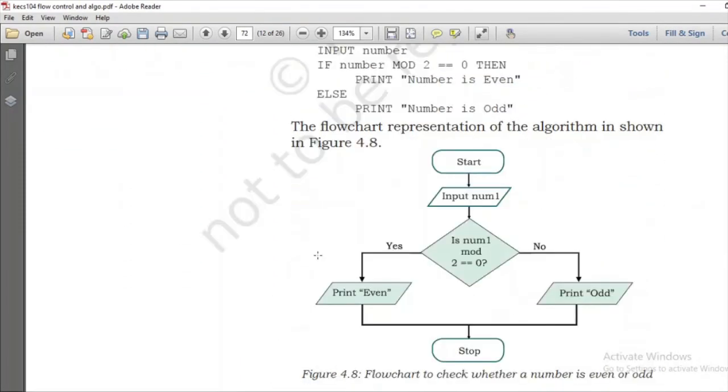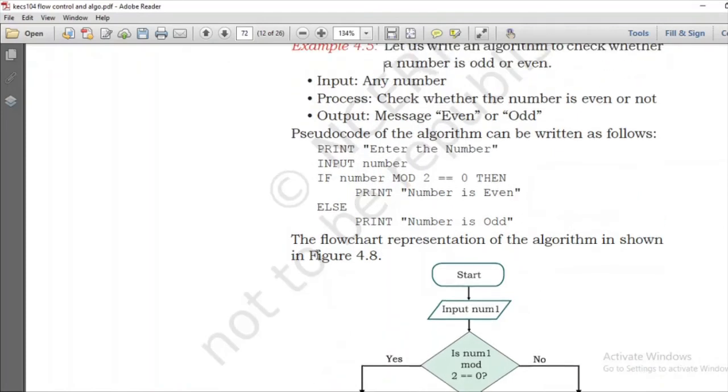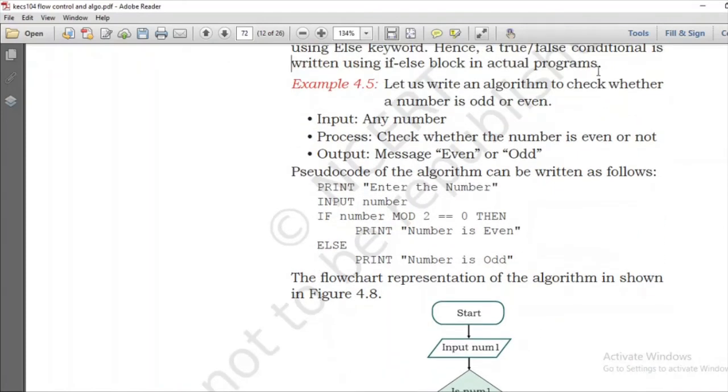So this is an example of a situation. Now let us see an example. Write an algorithm to check whether a number is odd or even. So here is the pseudocode. Print, enter the number. Input number. For example, my input is 204. If number modulus 2, modulus means remainder. If I divide 204 by 2, then I get 0. That means the number is even. Else print number is odd. Okay. So this is how conditions work.